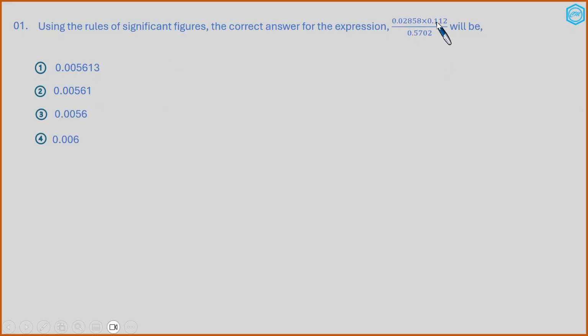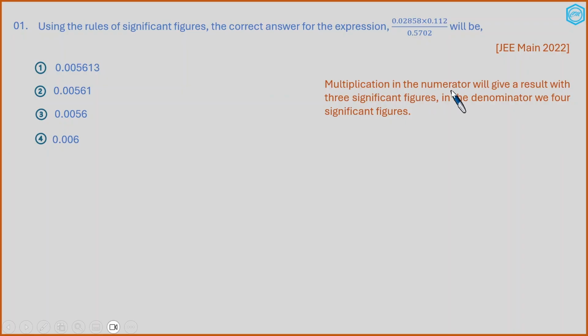Here first we have to multiply the numerator. Multiplication of the numerator will give a result with 3 significant figures. Here this number has 4 significant figures, while this one has 3 significant figures. Since it is multiplication, we have to choose the least precise value. So the numerator will have 3 significant figures. Now the denominator has 4 significant figures. So 3 significant figures divided by 4 significant figures, the answer should be in 3 significant figures.